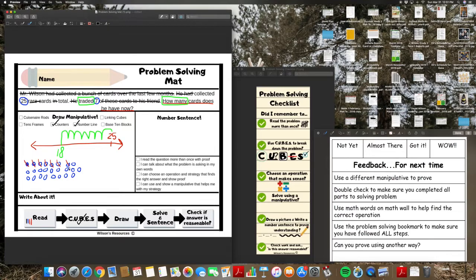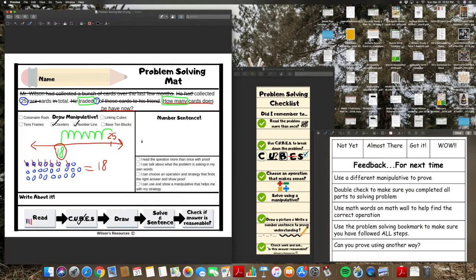Now if we count on and see what ones were not traded, we should hopefully be left with 18. So let's see. 1, 2, 3, 4, 5, 6, 7, 8, 9, 10, 11, 12, 13, 14, 15, 16, 17, 18. We got the same number. So now we've definitely got proof that 25 minus 7 is 18.